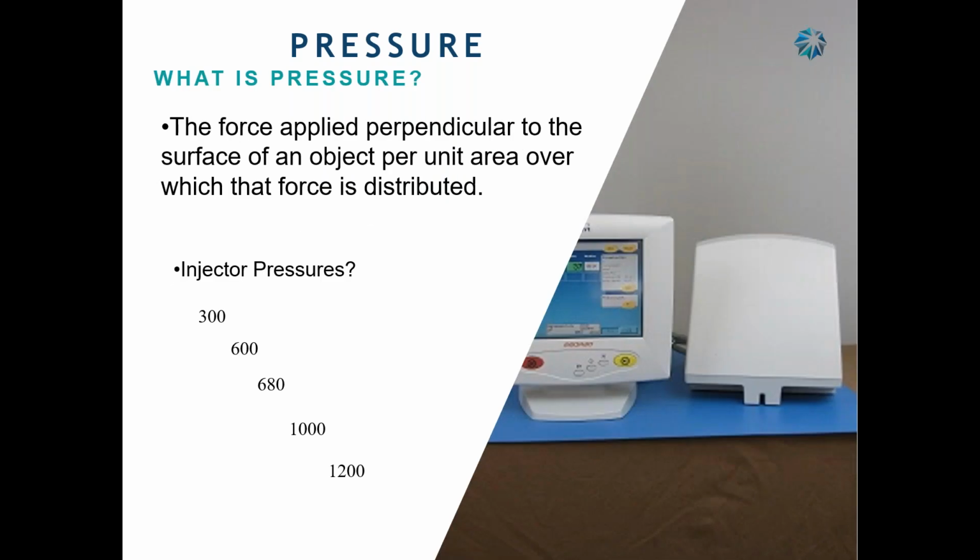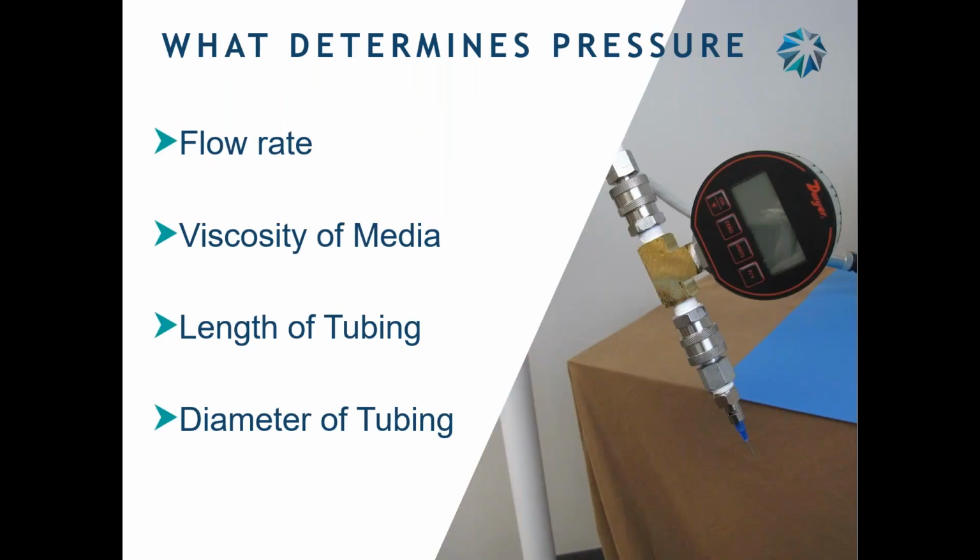Pressure, what is pressure? We talked about that. Injector pressures, 300, 600, 680, 1000, 1200. Those are test pressures that we use. We talked about what determines pressure: flow rate, viscosity, cement pump, right? Big old truck, right? The pump cement. Viscosity is thick. Concrete is thick, whereas water is thin, and contrast is thicker than water. So it all depends on what you're pumping, is how much pressure you need. Length of tubing and diameter of tubing.